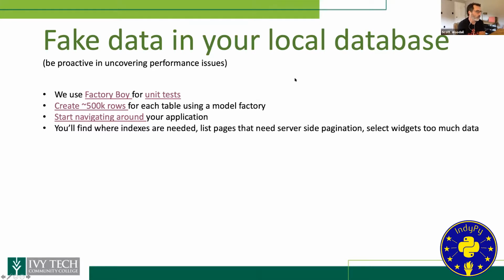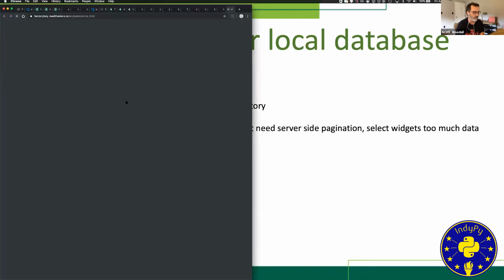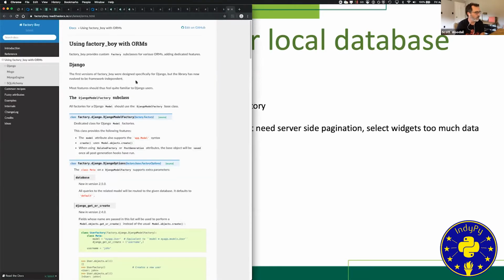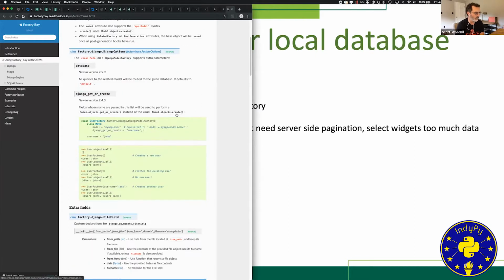This is probably one of my favorite things, and that's faking data in your local database. We want to be proactive in uncovering performance issues. So we use Factory Boy for all of our unit tests. What this library allows us to do is create a set of fake models. We define some factories, and then in our unit tests, when we need a model with some fake data, we can just call a factory, and that factory will give us that model.